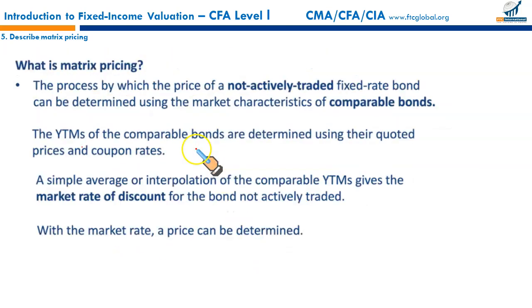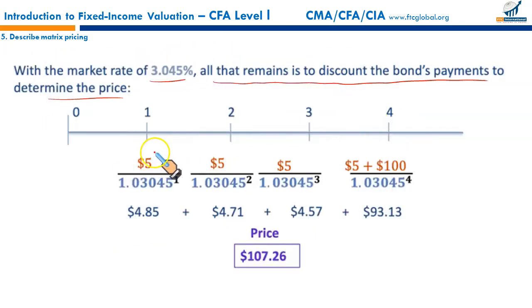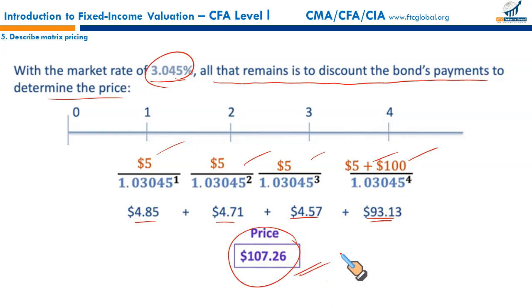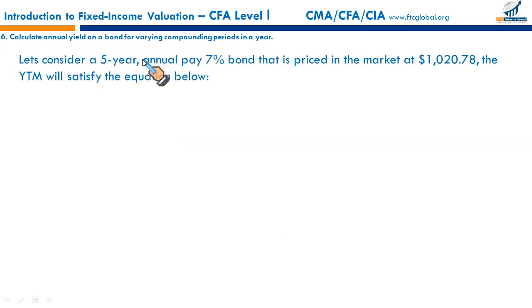So this bond has a coupon of 5%, which means $5 for these 4 years, plus the 100 par value, discounted at this market rate. This will give you the present value of the coupons plus the present value of principal. So the total will be 107.26. This will be the price of this so-called not actively traded bond. This is how we can use matrix pricing to determine the price of bonds that are not actively traded.